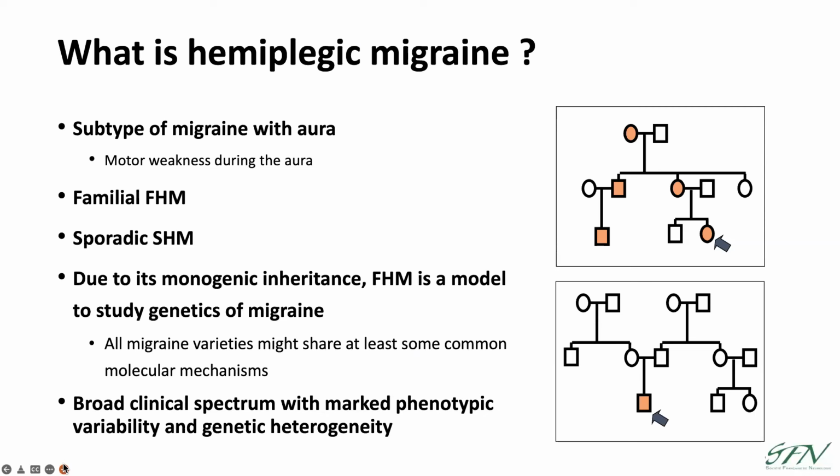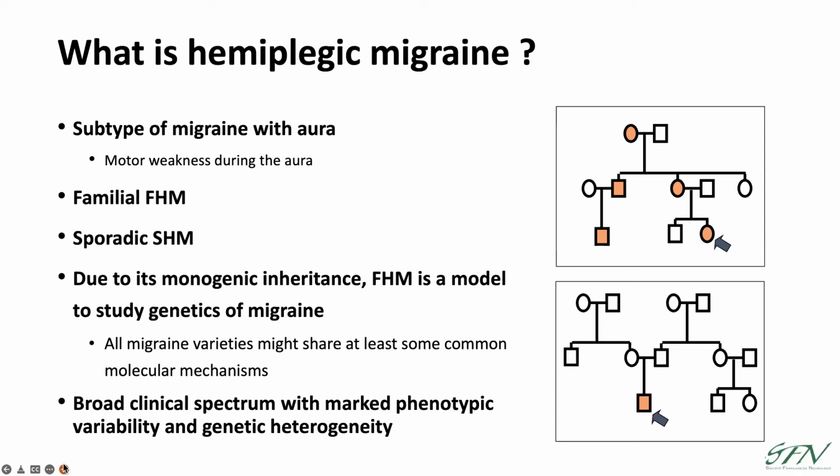So hemiplegic migraine is a subtype of migraine with aura. So you all know that migraine has two main subtypes: migraine without aura, characterized by severe headaches with associated symptoms, nausea, vomiting, photo and phonophobia. And then migraine with aura, where the headache is accompanied or preceded by transient neurological symptoms.